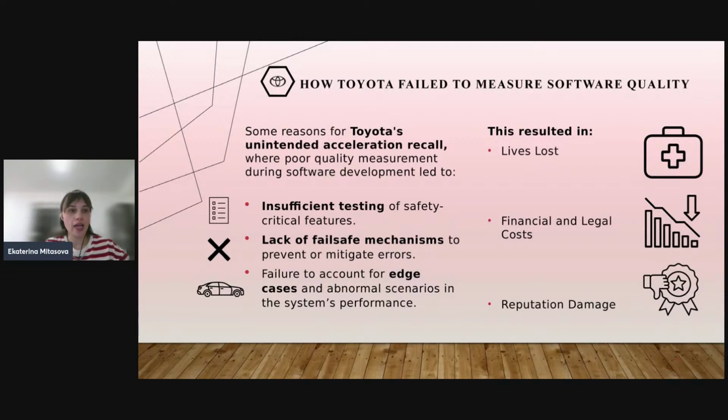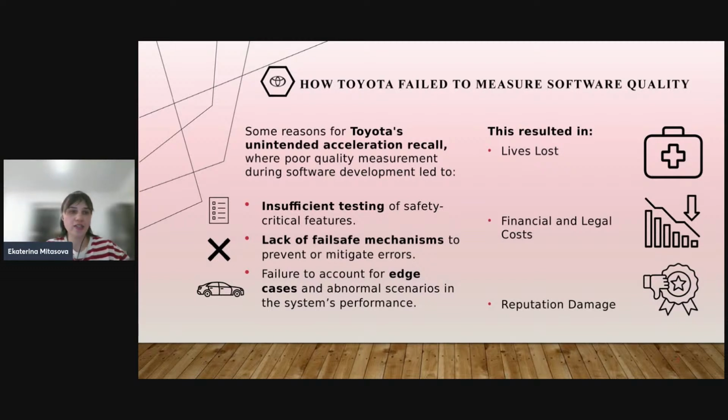So, a famous example of this is Toyota's unintended acceleration recall in 2010, and it involved a potentially lethal defect in its onboard software systems. In 2009-2010, Toyota recalled over 8 million vehicles due to a dangerous defect. Cars accelerated unintentionally, causing accidents, injuries, and fatalities.